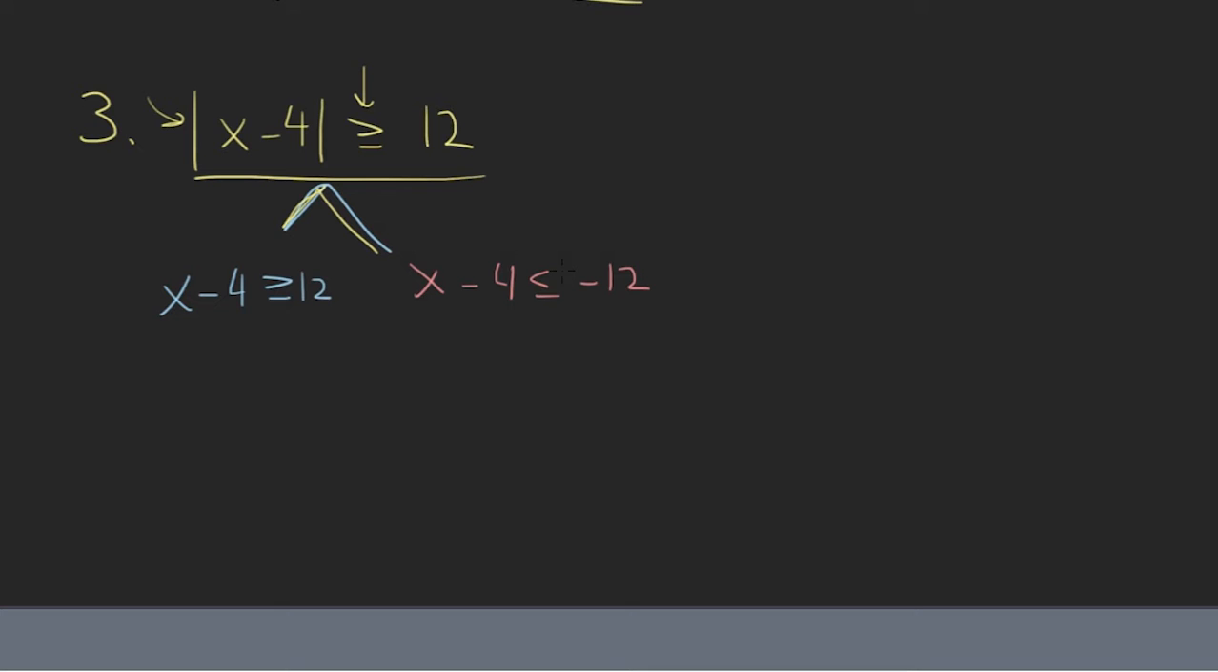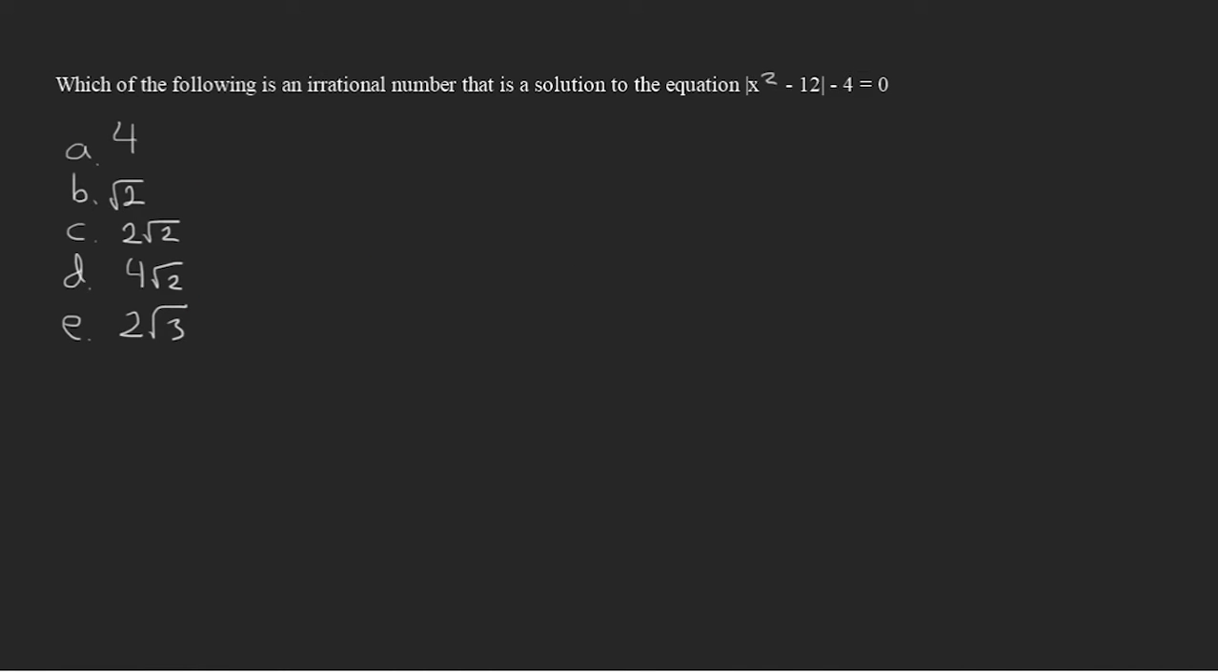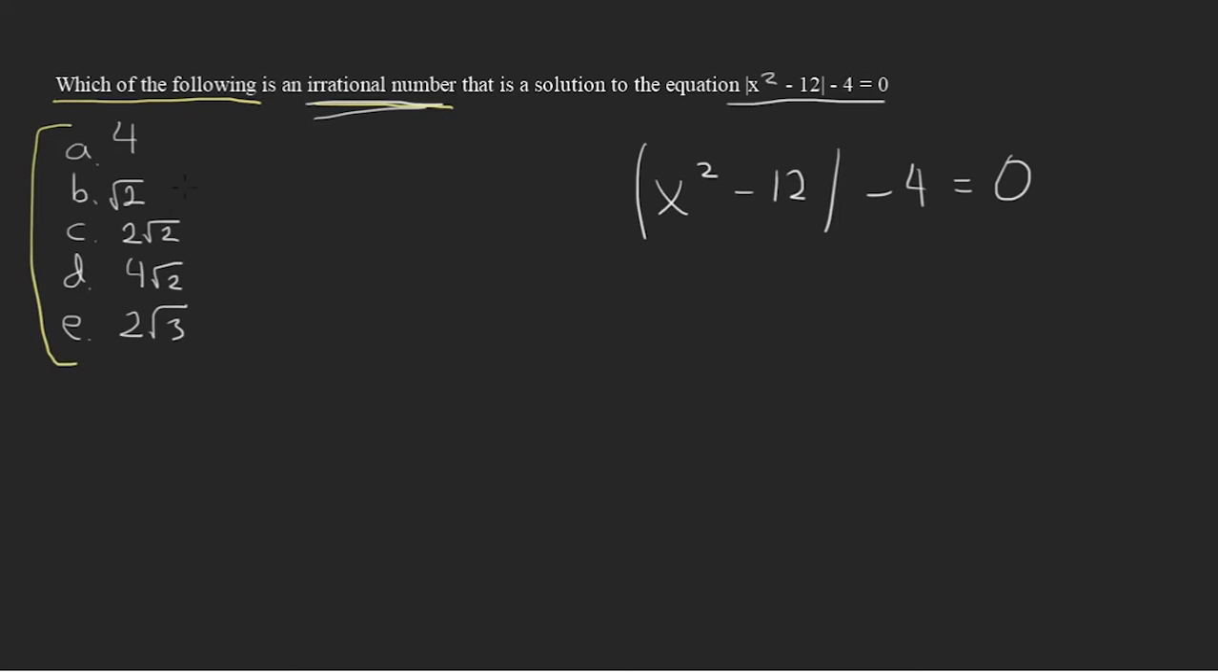Okay, let's get into the practice problems. Question 1. Which of the following is an irrational number that is a solution to this equation right here? We have the absolute value of x squared minus 12, minus 4, is equal to 0. So irrational number is a key detail. We're looking for an answer. Which of the following is an irrational number? If I look at these, remember irrational number has the square root, that's your rule of thumb. A is clearly not an irrational number, so we can eliminate A right off the bat.